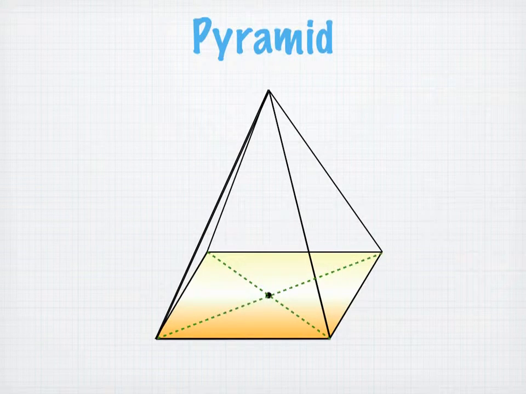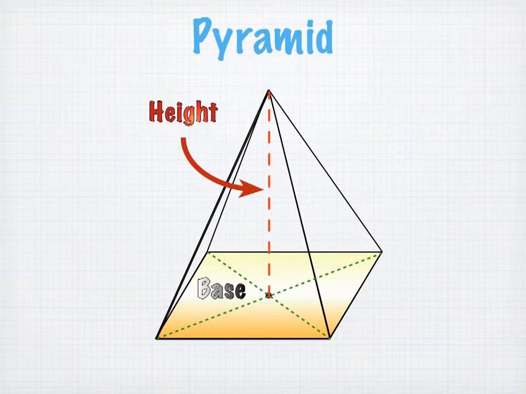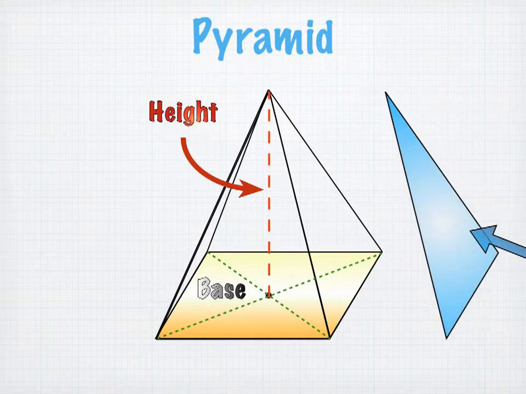A pyramid looks something like this. It comes with a base, a height. Notice that the height is not actually part of the pyramid. It goes from the top point here, the vertex, straight down, making a right angle with the base.